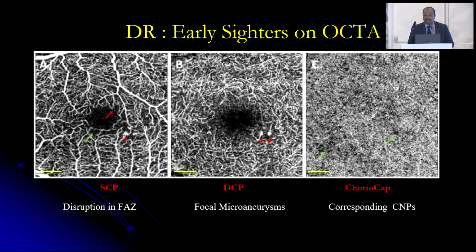Like I mentioned earlier, in preclinical diabetic retinopathy, OCTA is the only one which can really give you early signs, be it the disruption in the FAZ at the superficial capillary plexus, as you can see, or focal microaneurysms that you can pick up in the DCP, which can correspond to focal capillary non-perfusions in the choriocapillaris. So if a diabetic patient comes in and you get an OCTA and pick this up, you can tell the patient that you're probably heading more towards a manifest diabetic retinopathy.